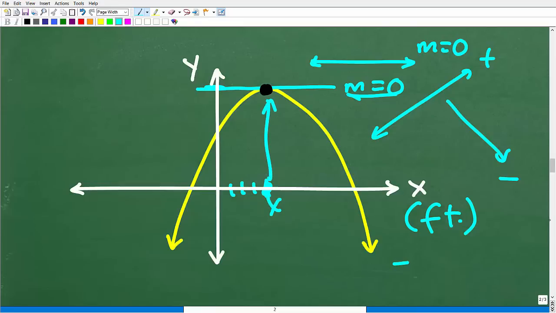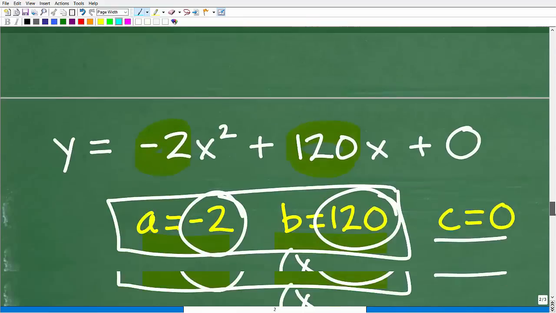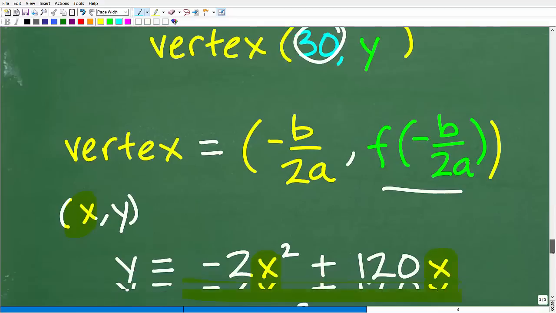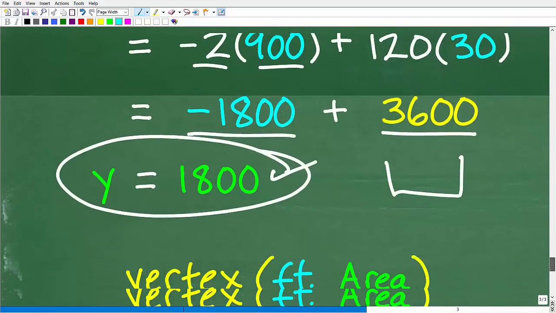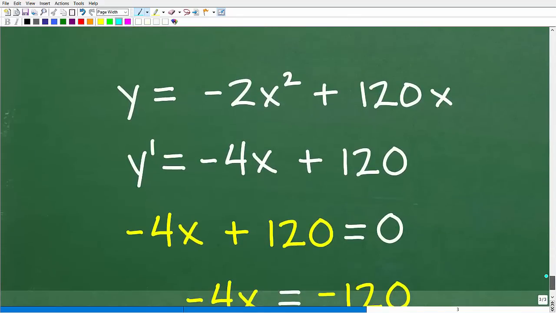And this is so easy to figure out when you know a bit of calculus. All right, so I'm just going to show you this real quick. I'm not going to fully explain this because this video has already been a little bit long, but this is definitely worthy to see. All right, so here is our quadratic function: y is equal to minus 2x squared plus 120x. What we're going to do here is get something called the first derivative, or y prime, in calculus.